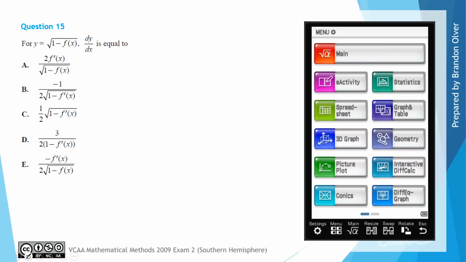The first approach that I'll show is using the chain rule to differentiate. Because we can identify a function inside a function, that's how I know that we need to use the chain rule. To apply the chain rule, we're going to let u equal the inner function, which is 1 subtract f of x. And therefore, y is equal to the square root of u, which is the same as u to the power of a half.